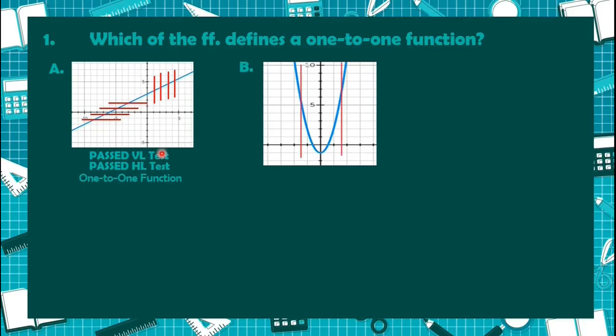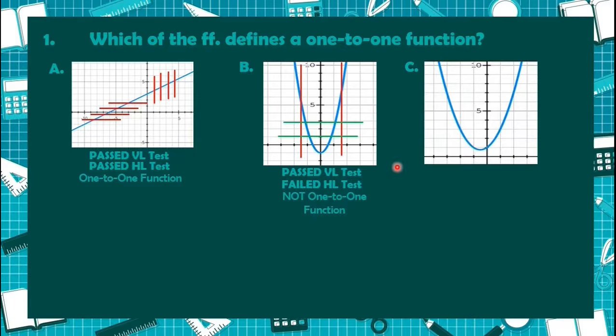Let's proceed with our option B for the vertical line test. As we can see, only one part of the graph has been touched by our lines, thus it passed our vertical line test. And for the horizontal line test, as you can see, two parts of the graph have been touched by our lines, this part and this part, thus it failed the horizontal line test. And this function is not a one-to-one function.